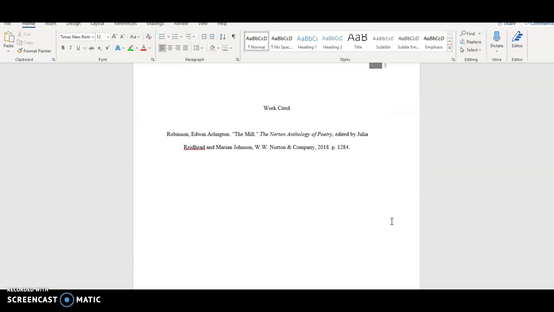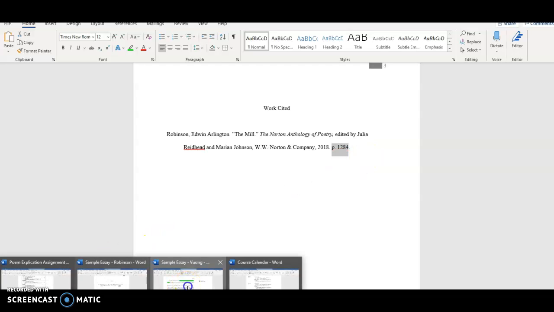And then, yeah, for the works cited, you can see that this is how you would do a works cited entry for a poem from our anthology. The author that you should use is the author of the individual poem, and then the title of the poem, then the title of the anthology and the editors of the anthology, the publication information, company and date, as well as the page number of that specific poem that you're analyzing in your explication.